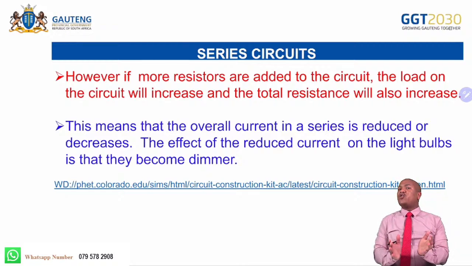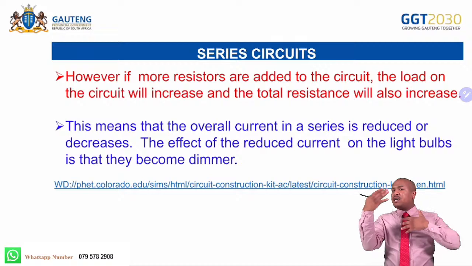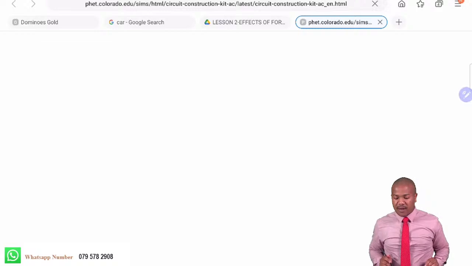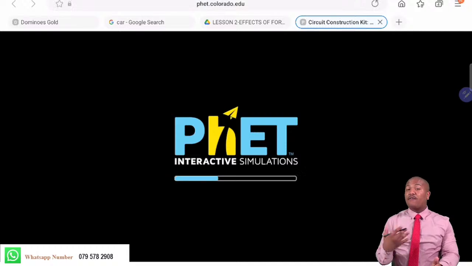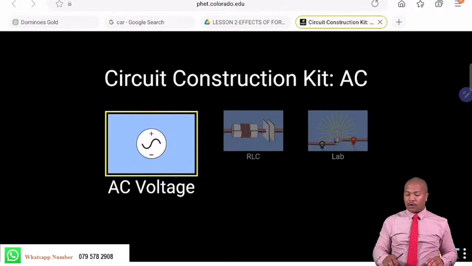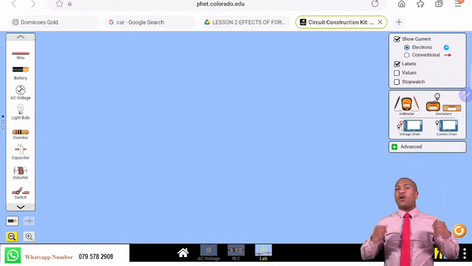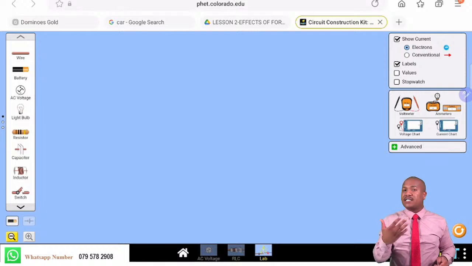So now, I've put a website here for you, called PhET Simulations. I want us to try using these simulations, which you can also try at home alone, so that you can construct your own circuits and work things out on your own. So let's visit this site so that we can do our own circuits and also see the effect of adding resistors. Here you choose lab, and then you have all the components that you need for constructing a circuit. Remember, today we're talking about series circuits, so we're going to construct a series circuit.